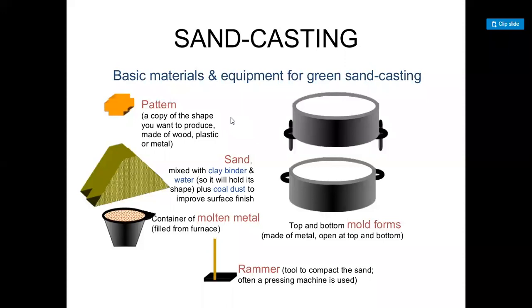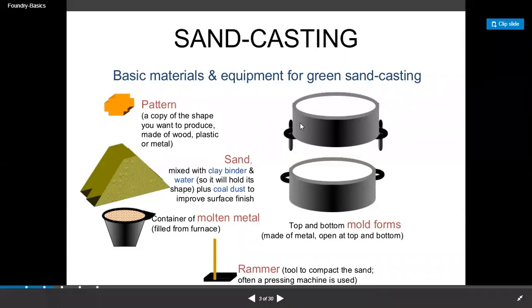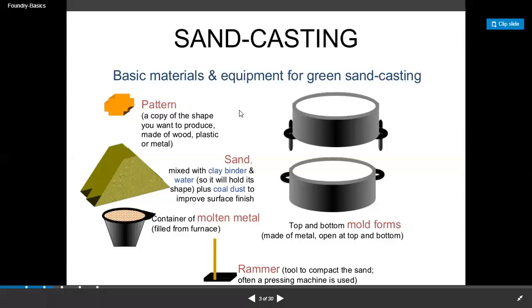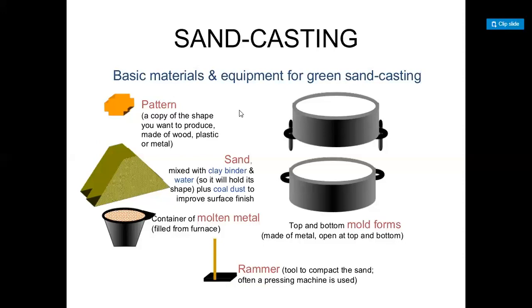In the casting process, different parts are used to produce one object. So what are the different parts? One is the cope box, another is the drag box, and sand. These are the most important objects in sand casting. And what about other parts? There are pattern, molten metal, mold forms, rammers. These are all the sand casting parts.